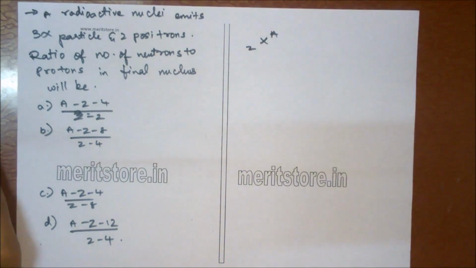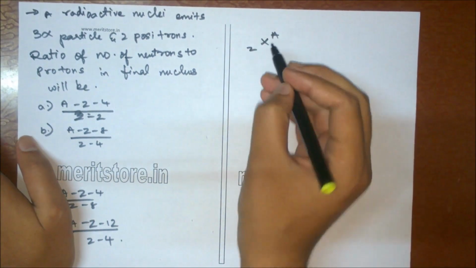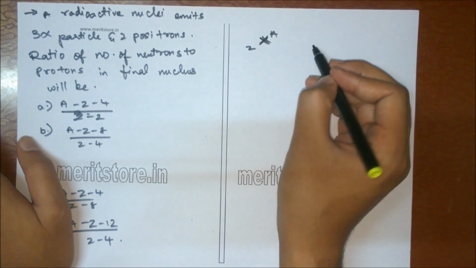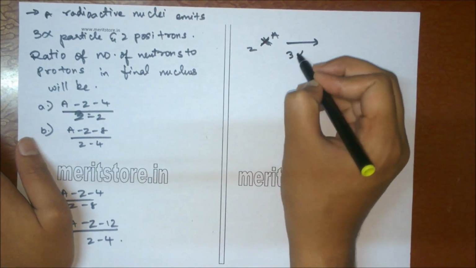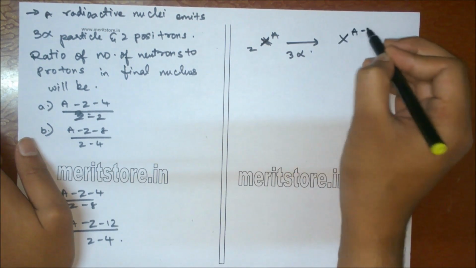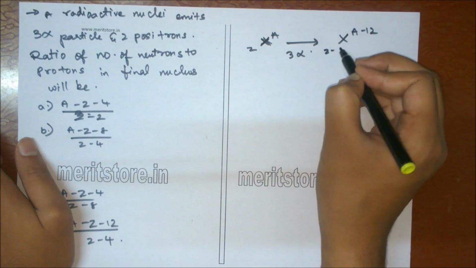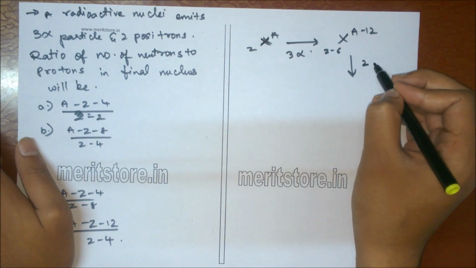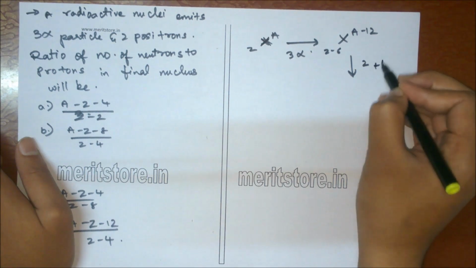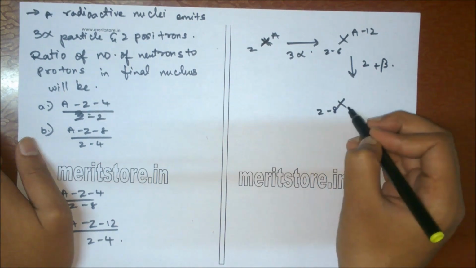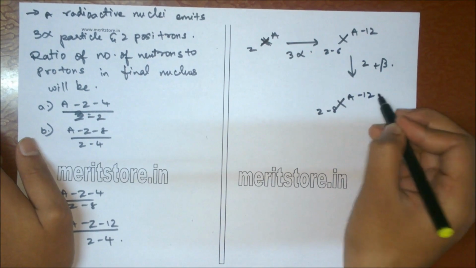Radioactive nuclei emits 3 alpha particles and 2 positrons. The ratio of number of neutrons to number of protons in final nucleus will be. So X is the radioactive element. It emits 3 alpha particles. So the resulting will be X with A minus 12 and bottom Z minus 6. And then it emits 2 positrons. So X becomes Z minus 8, A minus 12.